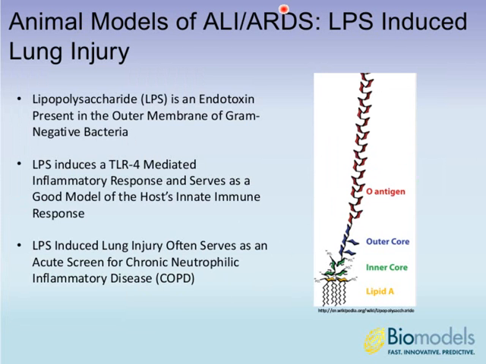For the LPS-induced lung injury model, if you're not aware, LPS is an endotoxin. It's present in the outer membrane of gram-negative bacteria. LPS induces a TLR4-mediated inflammatory response. It serves as a good model of the host's innate immune response. And LPS-induced lung injury often serves as an acute screen for chronic neutrophilic inflammatory diseases such as COPD.